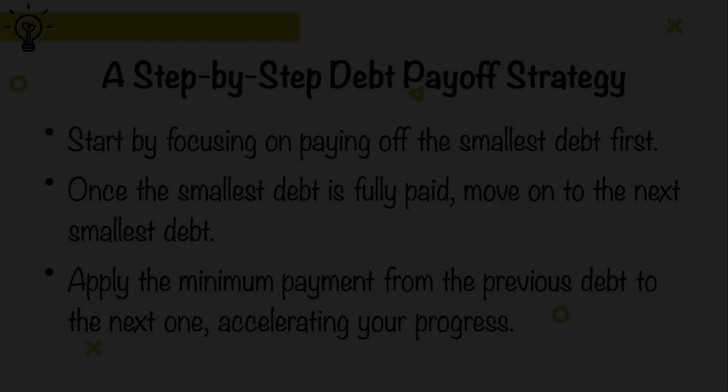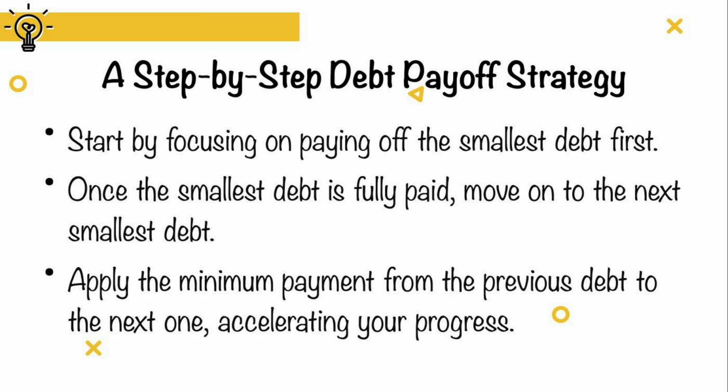Before we start, I want to point out that the Debt Snowball method is a step-by-step debt payoff strategy. You start by focusing on paying off the smallest debt first, then once the smallest debt is fully paid, you move on to the next smallest debt. You continue to apply the minimum payment from the previous debt to the next one, accelerating your progress. Let's see this in action.